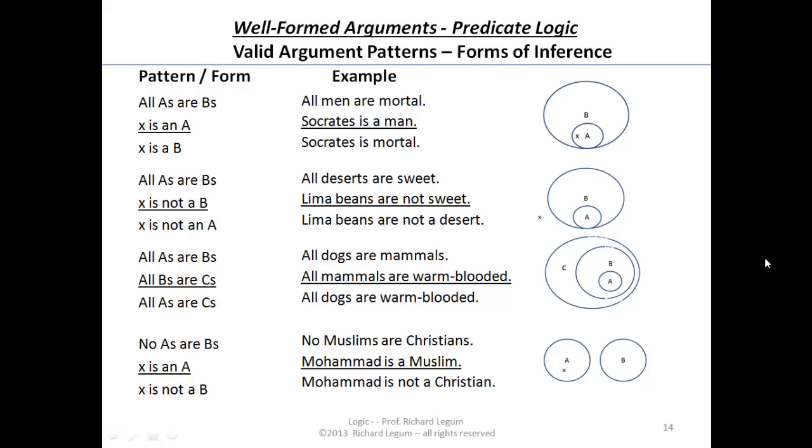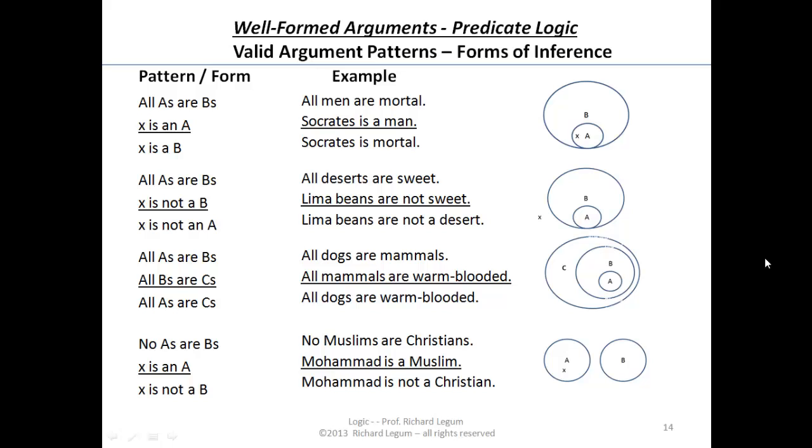Now the chain pattern of inference: all A's are B's, all B's are C's, therefore all A's are C's. Example: all dogs are mammals, all mammals are warm-blooded, therefore all dogs are warm-blooded. So all A's are B's, the circle of A's is within the circle of B's. All B's are C's, so we have to make the circle C go around the circle B, and from that we can see that everything in circle A has to be inside the circle of C.